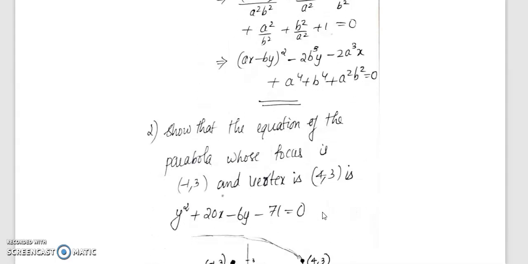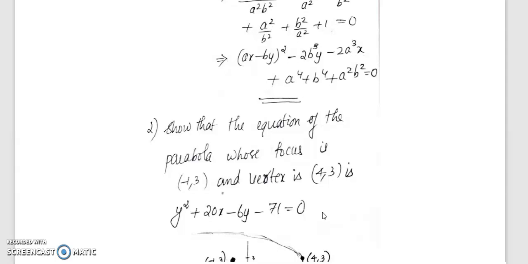The next question is, show that the equation of parabola whose focus is (minus 1, 3) and vertex is (4, 3) is y square plus 20x minus 6y minus 71 equal to 0. So let us draw the vertex and focus first.